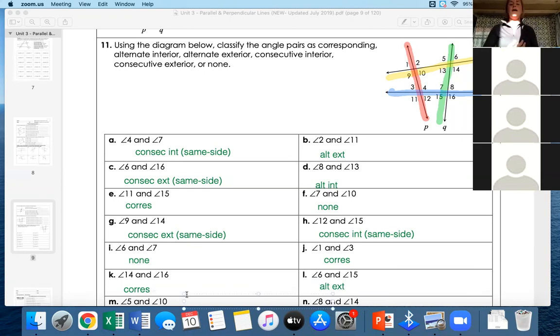5 and 10, 5 and 10. They're both on the yellow transversal, that's perfect. Alternate interior. And then we have 8 and 14. The last one, 8 and 14. Yep. Oh, go ahead and mute yourself if you're not muted. Okay.